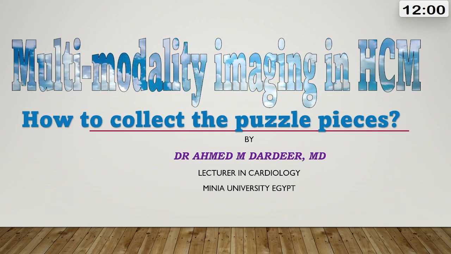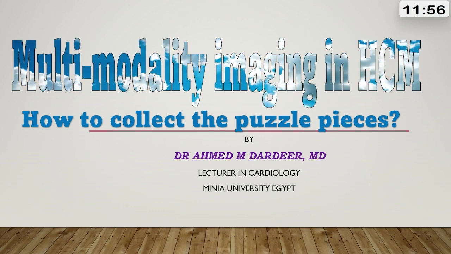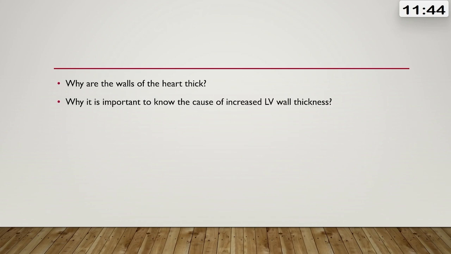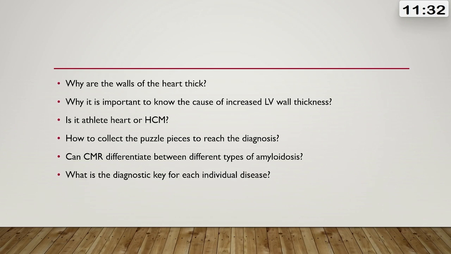I'll speak about multimodality imaging in HCM, how to collect the puzzle pieces. We will try to answer some questions. Why are the walls of the heart thick? Why is it important to know the underlying etiology? Is it athlete's heart or HCM? And how to collect the puzzle pieces to reach the diagnosis. SCMR is able to differentiate between different types of amyloidosis, and what is the diagnostic key for each individual disease.